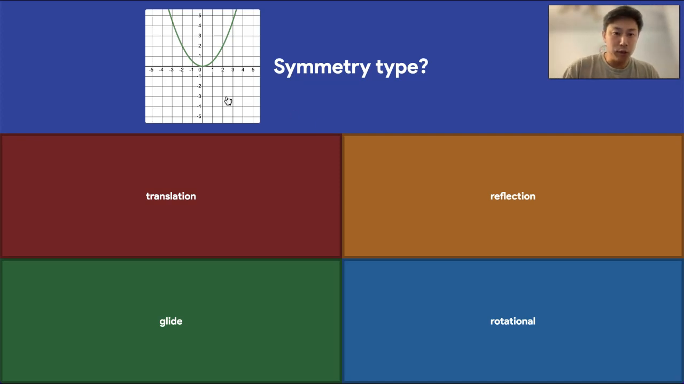We can do this. Symmetry type. We have a parabola, right? So the only line of reflection that's possible would be this y-axis. If you flipped this whole function over this y-axis, you would then get the same result. So that's what it means by reflectional symmetry.